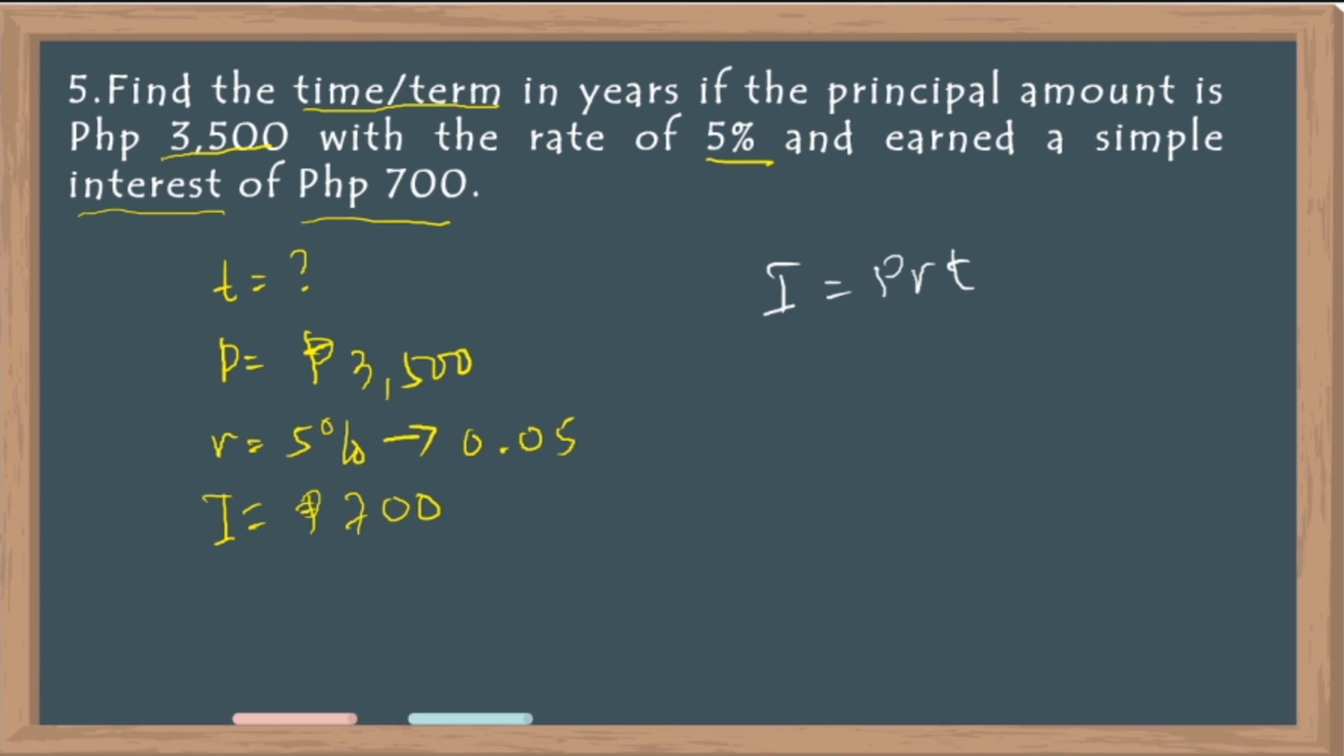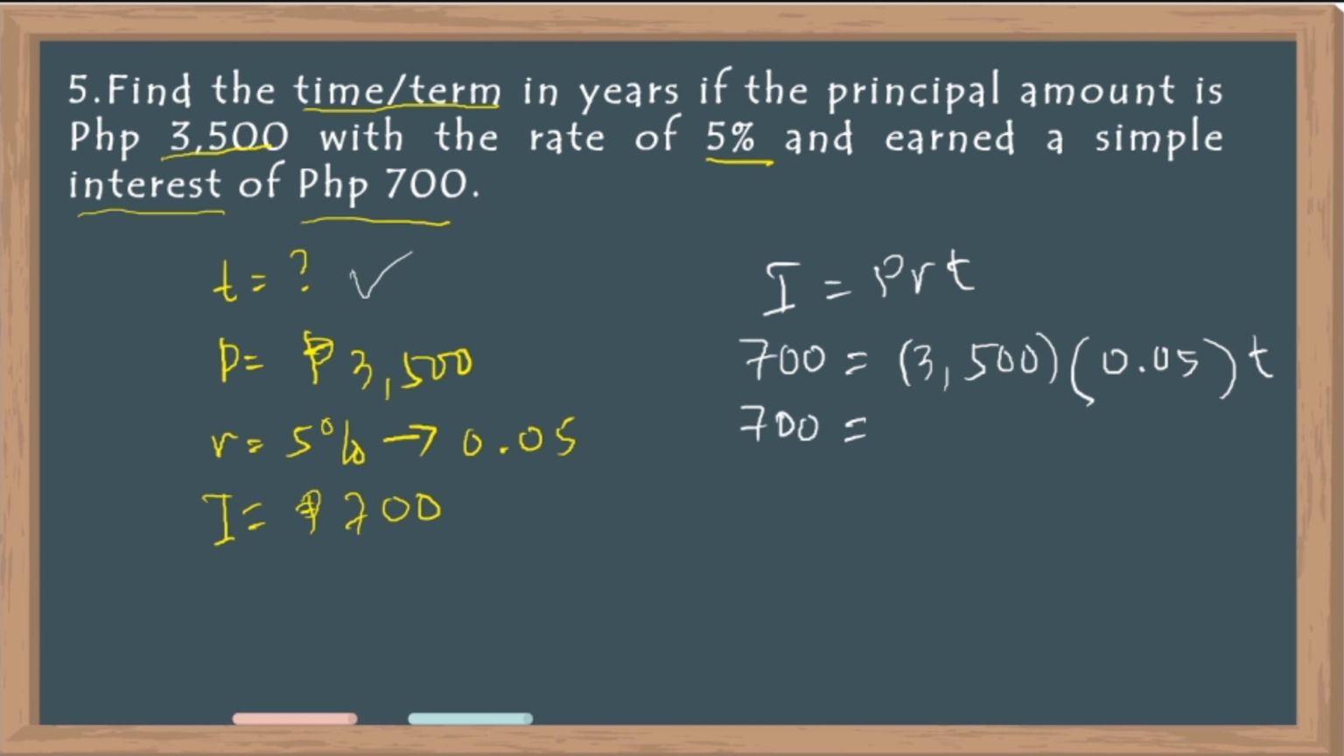Ano po yung I natin? 700. Ano po yung principal amount? Ito po yun, 3,500. What is the rate? 0.05 times time, which is ating hinahanap. Actually, madali lang, no? Substitute lang. Ganun lang. Then, 700. Okay?